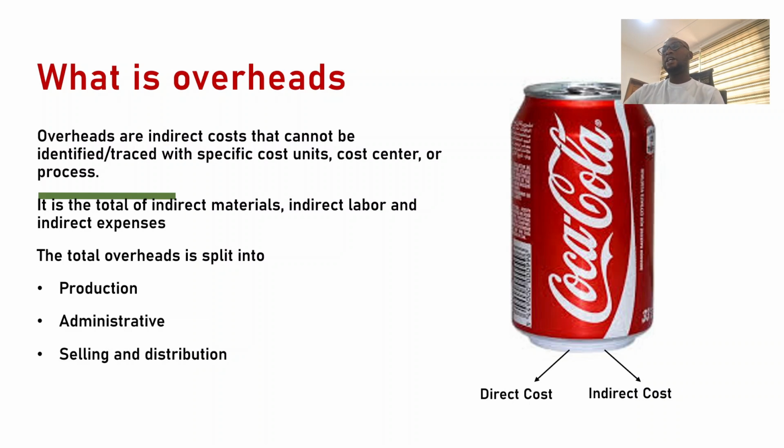There can also be a canteen where all the workers who work in Coca-Cola bottling companies eat. And so the cost that is incurred in the canteen department is for all the workers. And so that canteen is a service center that is providing service to all the production workers in the organization.